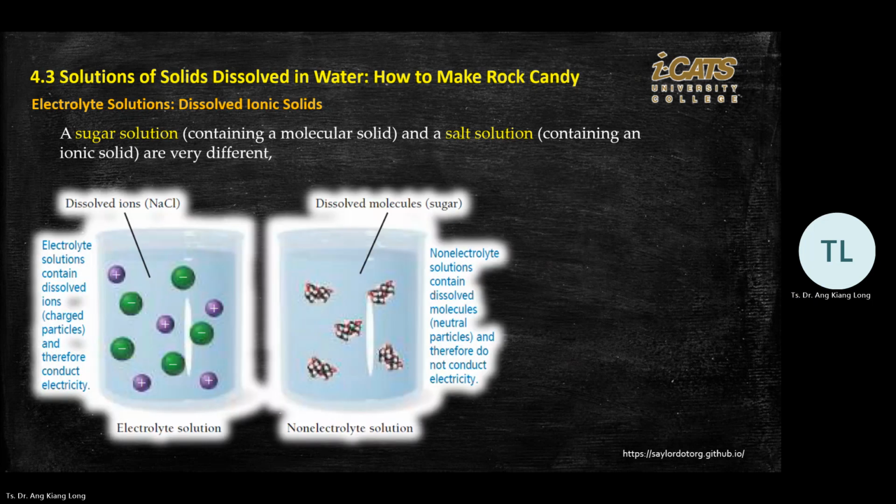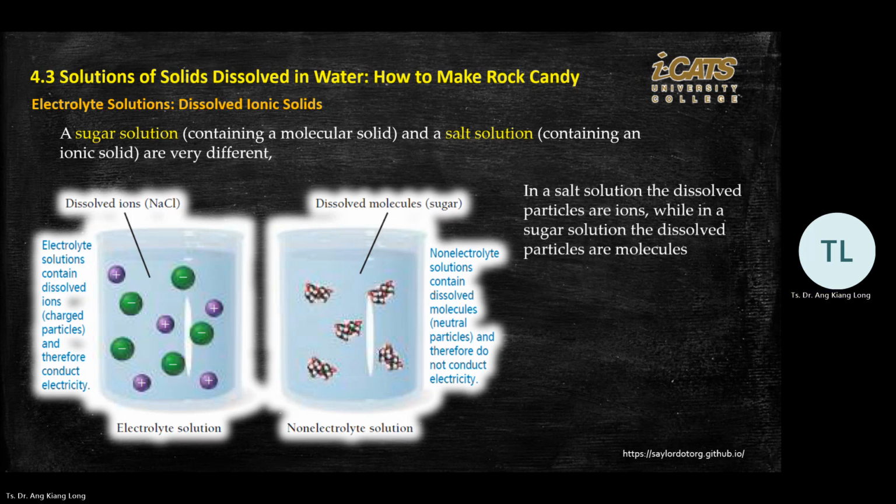A sugar solution and a salt solution are very different. If you compare salt and sugar, you already know NaCl will become an electrolyte and it can conduct electricity. Sugar cannot. So if it is able to conduct, or inside there are positive ions and negative ions, the chemistry term is called electrolyte solution.